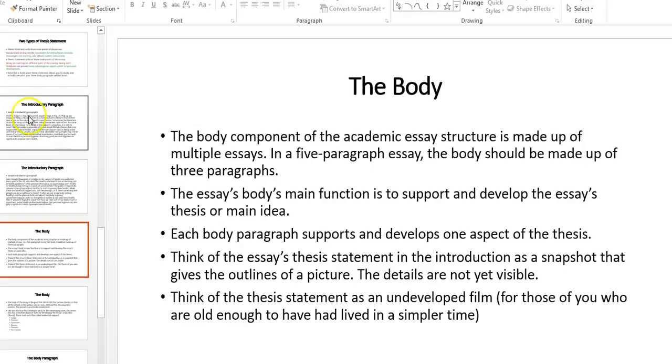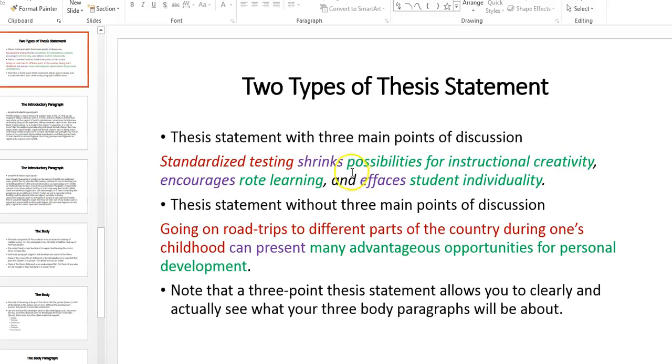All right, so if your thesis is standardized testing shrinks possibilities for instructional creativity, encourages rote learning, and effaces student individuality, then your first body paragraph needs to discuss the first main point of discussion here, which is how standardized testing shrinks possibilities for instructional creativity. You're going to explain how it does that, and you would use specific evidence and data to support your argument that it does this. It shrinks possibilities for blah, blah, blah.